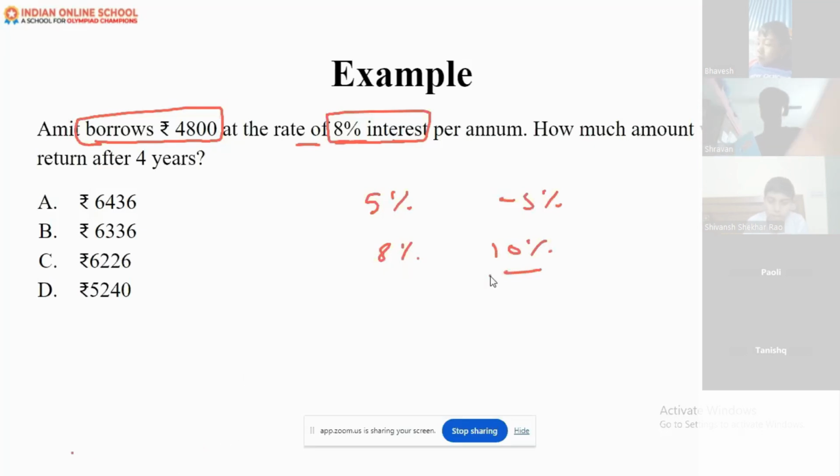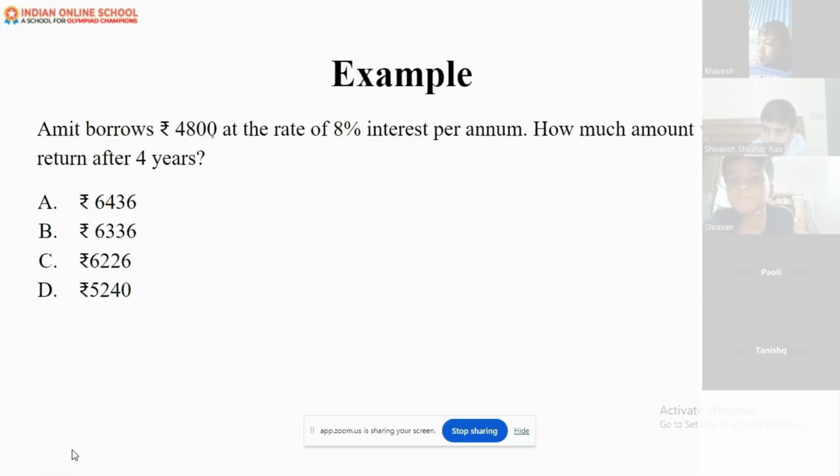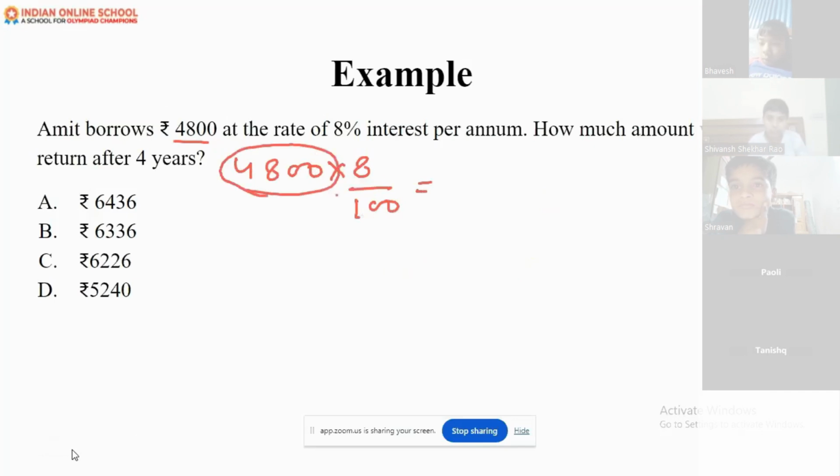Yes, ma'am. Of course, you have seen and listened to this so many times. What it is is just a part of the 4,800. So what is 8% of it? 8 upon 100, so how much money? It is a part of this whole 4,800, which we need to pay per year.